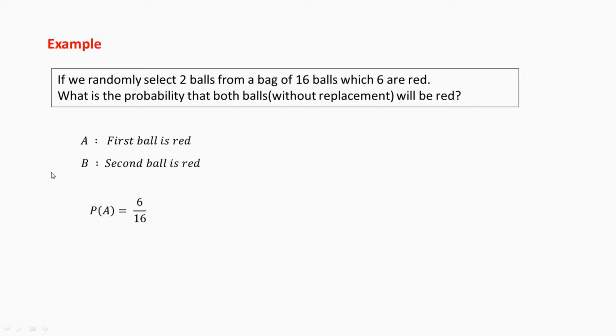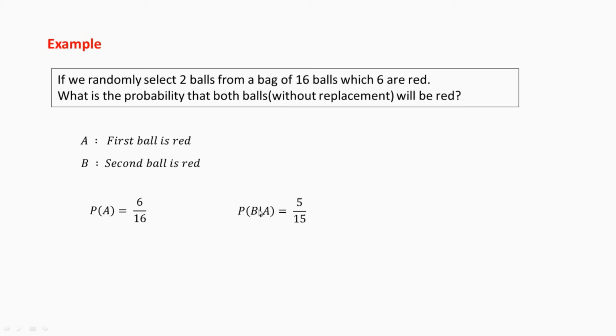Probability of A is equal to 6 over 16. That is the probability of selecting the red ball first is 6 over 16. Here 6 because there are 6 red balls in the bag. Then probability of B given A is equal to 5 over 15.